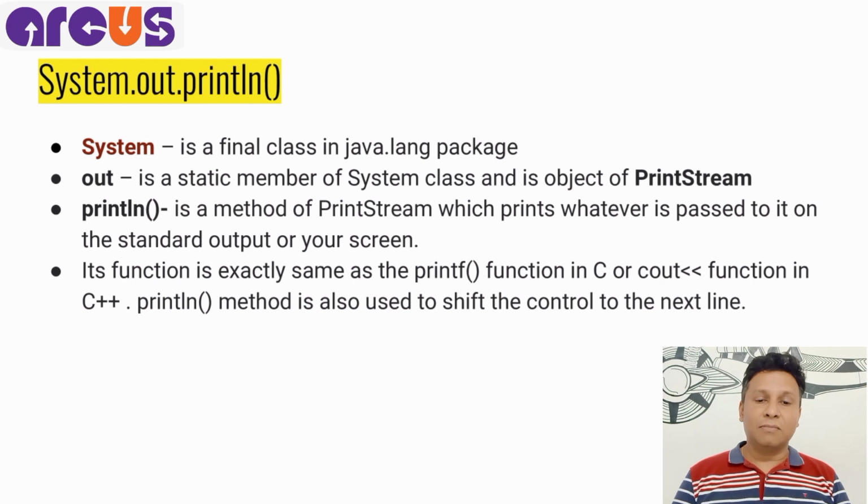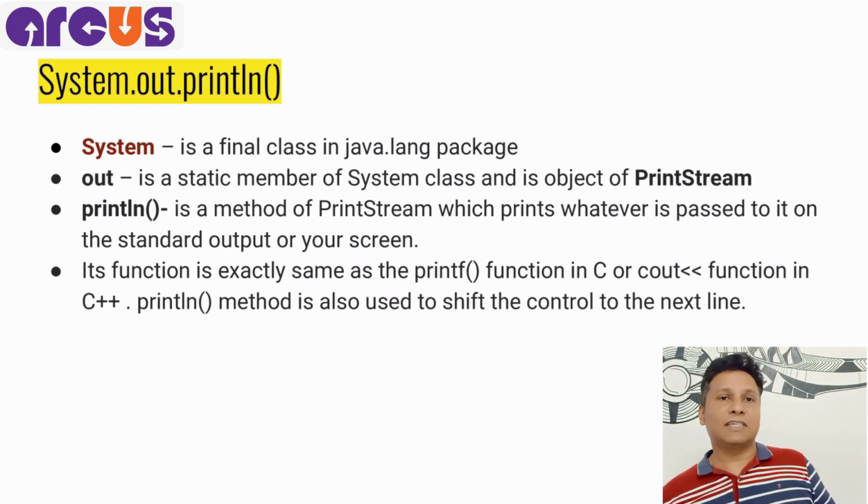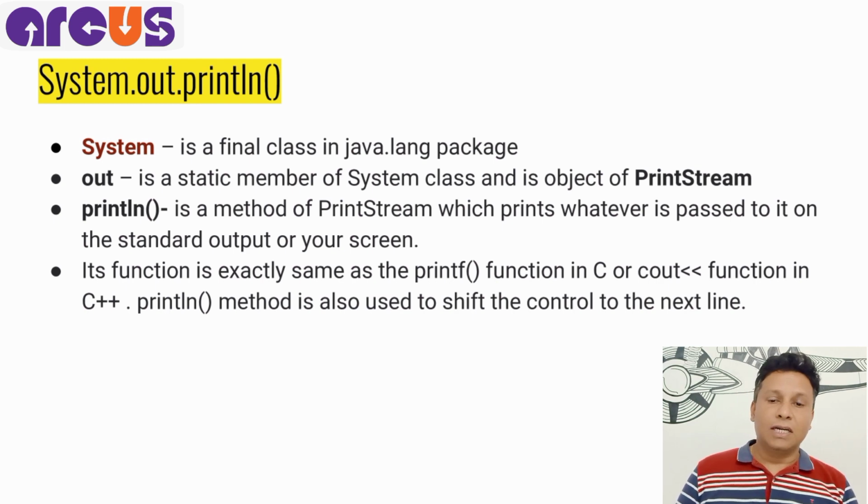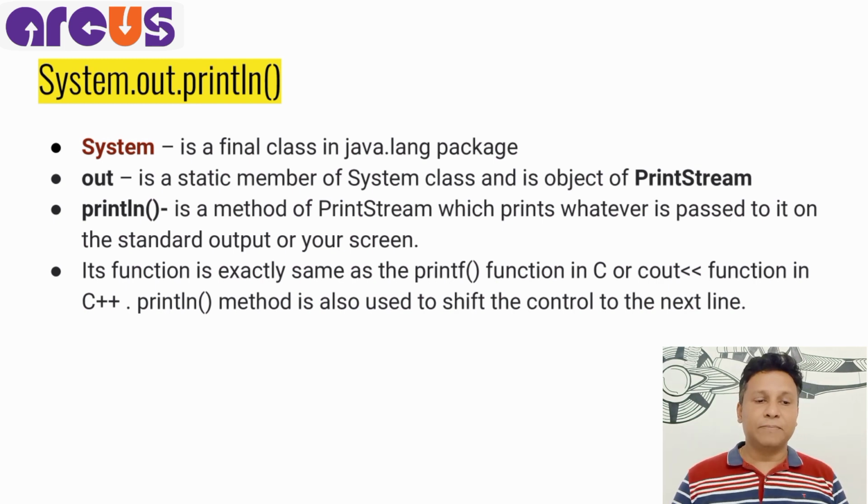System is a final class in the java.lang package, and out is a static member of this System class, and it is the object of PrintStream. Okay, so I will show you in Eclipse.